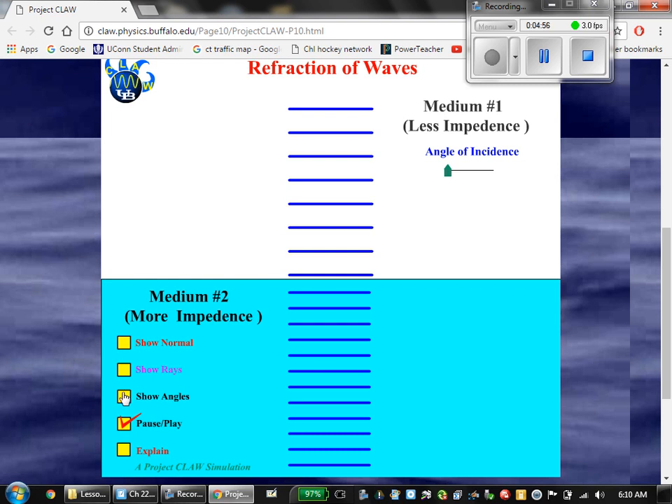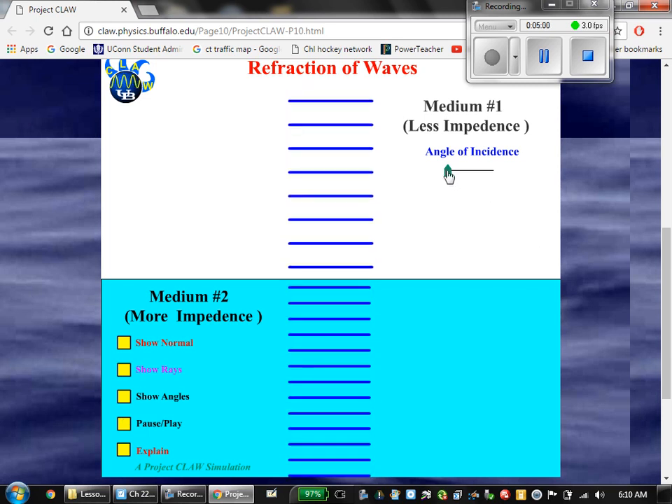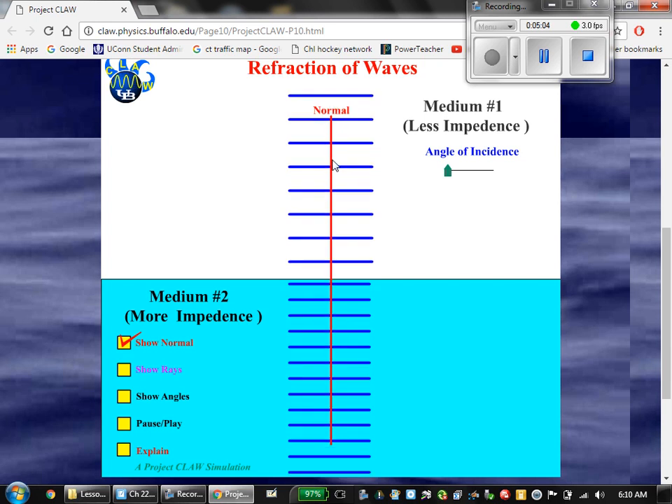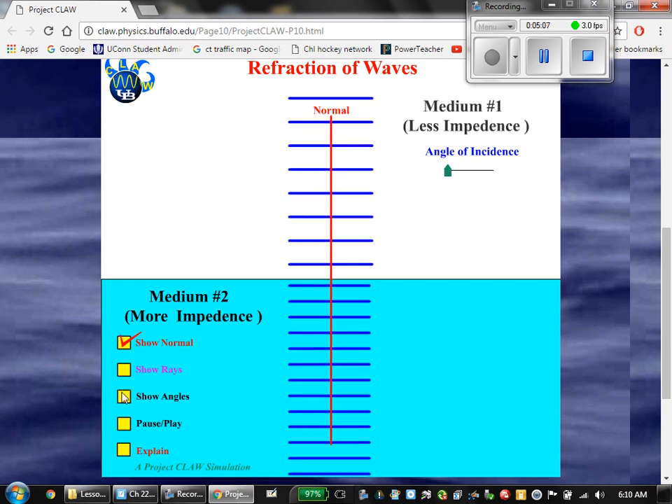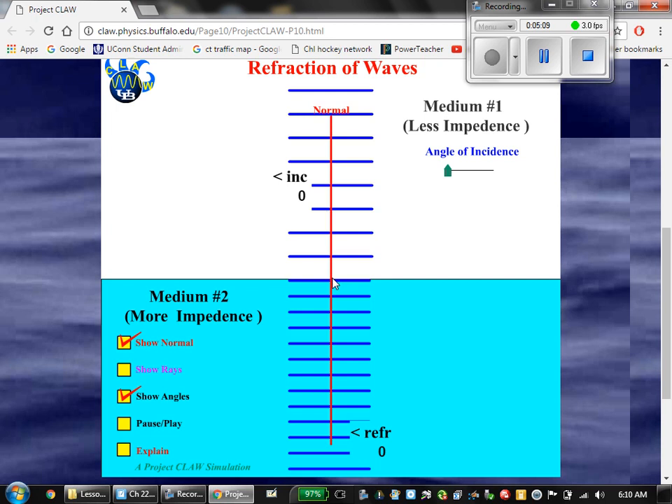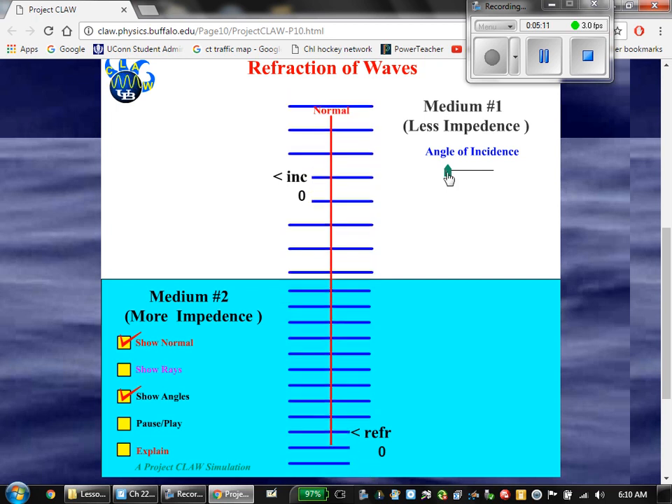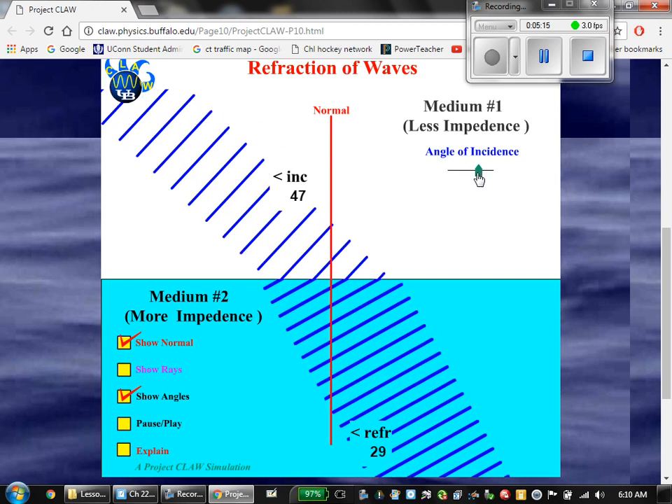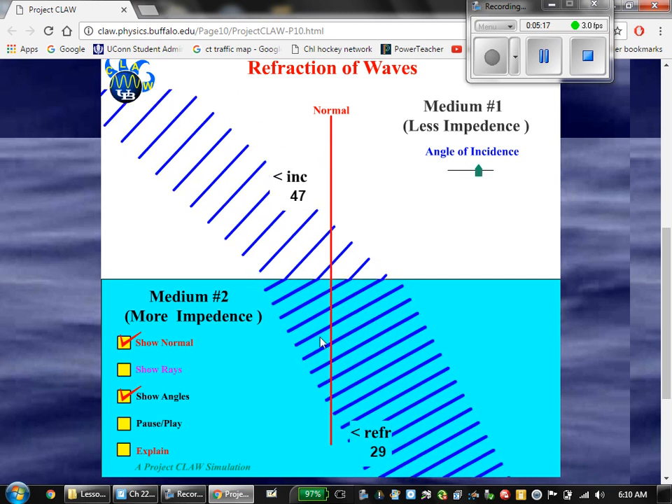So again, if we run this animation, now the same thing we talked about before with reflection, we can change the angle of incidence. If I put the normal line in here, it's coming in at an angle of 0. So the angle of incidence is 0 degrees, and the angle of refraction is 0 degrees. But unlike reflection where it bounces off, if I change the angle of incidence, here the angle of incidence is 47, the angle of refraction in this case is 29.